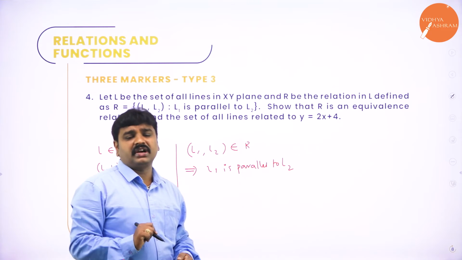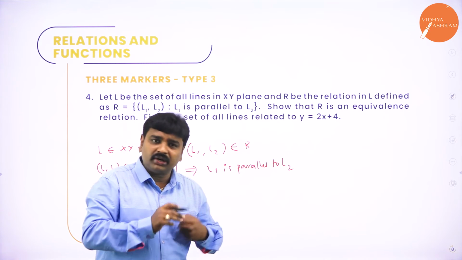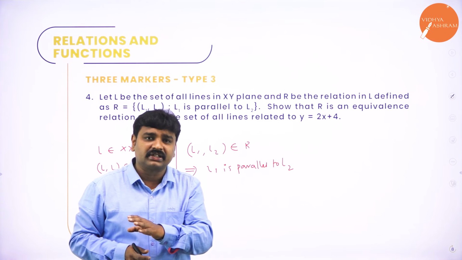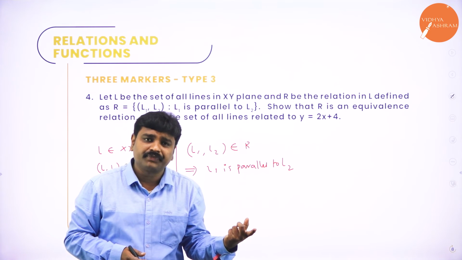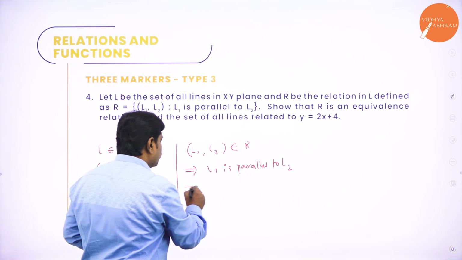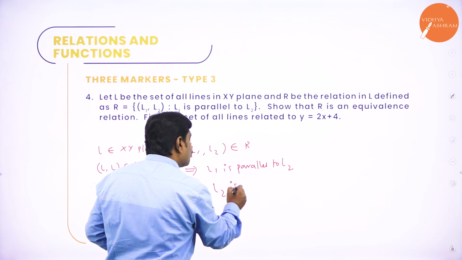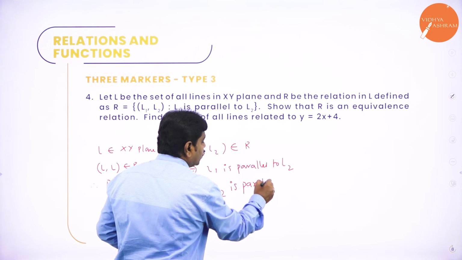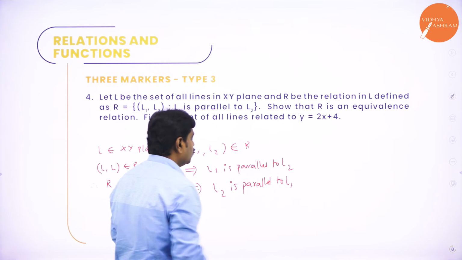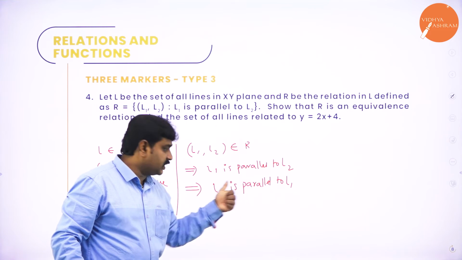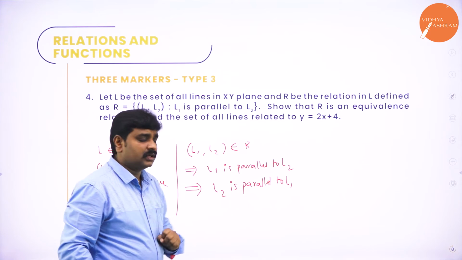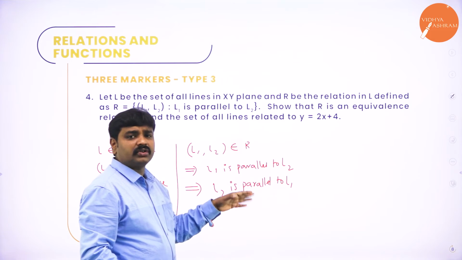If L1 is parallel to L2, is L2 parallel to L1? If L1 is parallel to L2, then L2 is also parallel to L1. Can I write this or not? If L1 is parallel to L2, L2 is parallel to L1, right? So if L1 is parallel to L2, definitely L2 is parallel to L1.